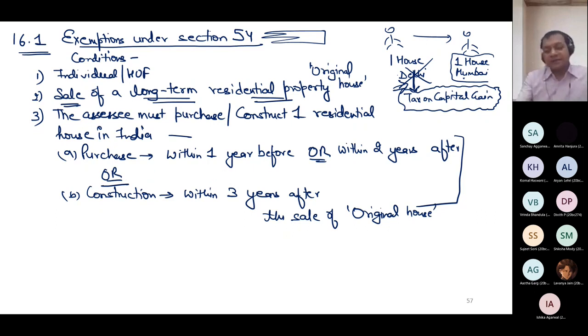But if these three conditions are satisfied, suppose I am an individual, I am selling a house in Delhi, and there is a gain of 80 lakh rupees. If I want to make sure that my 80 lakh income will become tax free, then I have to purchase or construct another house, residential in India, not commercial. The department is giving me a time limit. If you have purchased any house within 1 year before the sale of the house, then also the amount which you have invested in purchasing the house will become exempt.